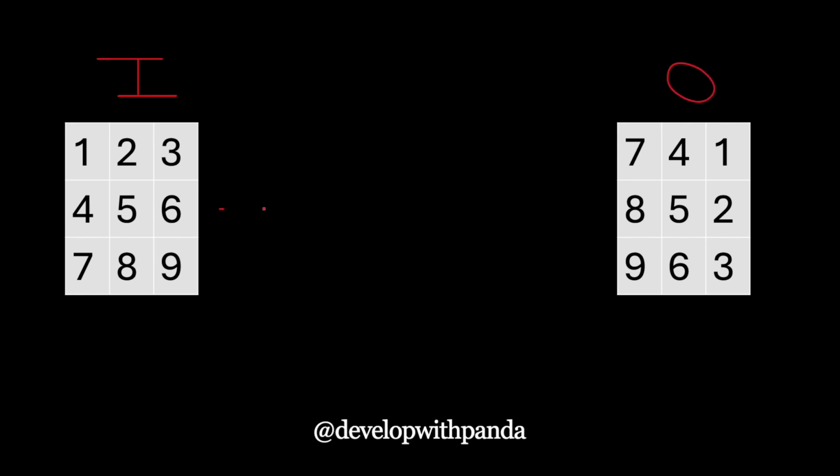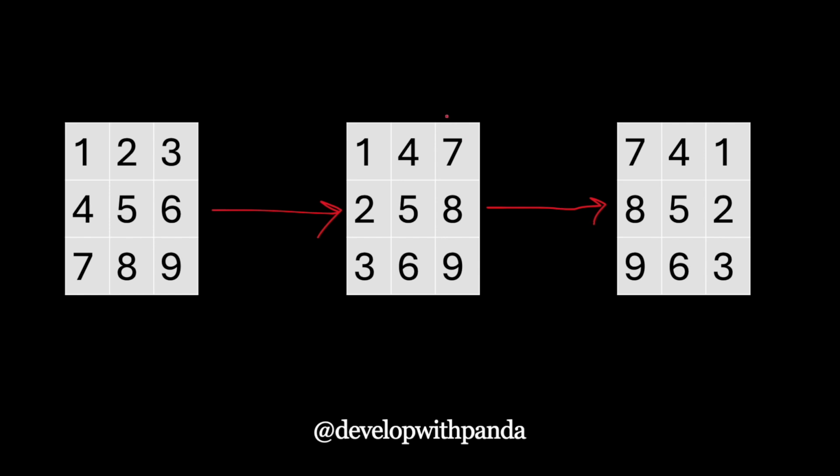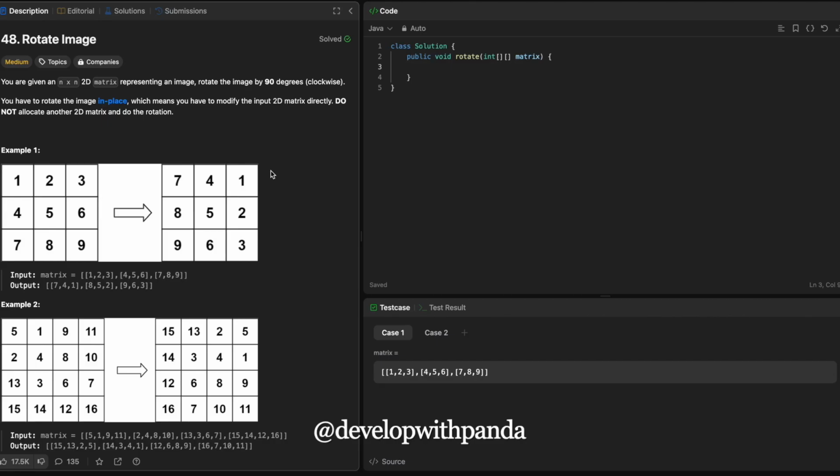To solve this problem, first we will transpose the matrix. For transpose, we will swap 2 and 4, 3 and 7, and 6 and 8. After the transpose, you can see on the screen that our rows are converted into columns. And after that, to get the output, we have to reverse each row to achieve the 90-degree rotation. So these are the two steps that we need to solve the problem. First, we need to transpose the matrix, and second, we need to reverse each row. So by keeping these steps in mind, let's start coding.